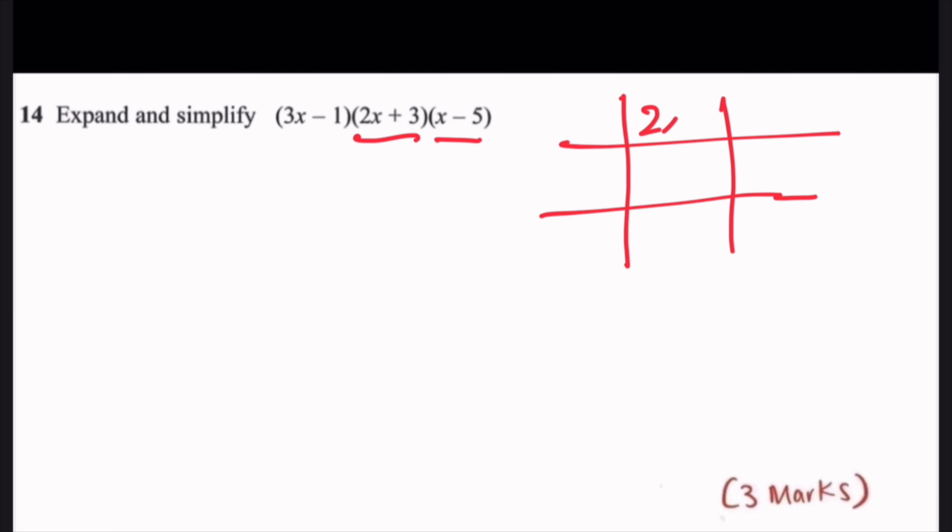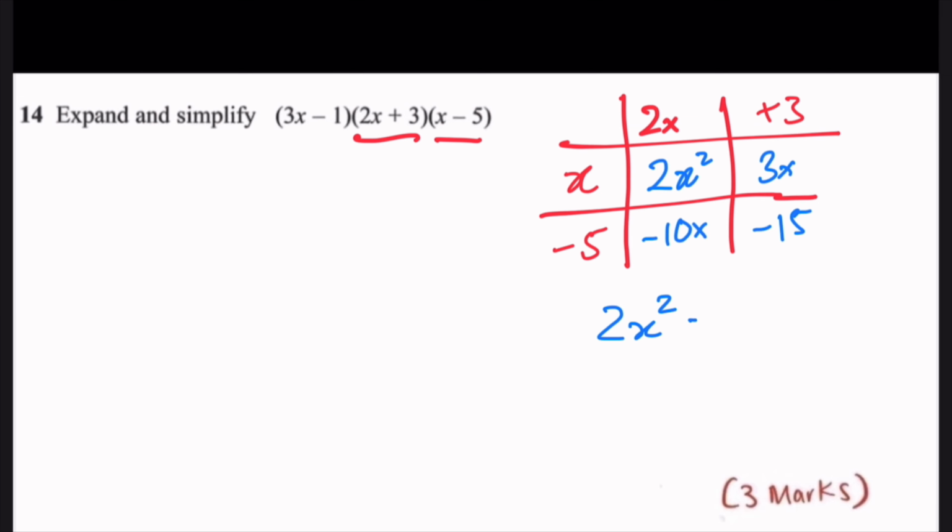Okay, so 2x plus 3 and x minus 5. And if I multiply all of these variables in the grid, I get 2x squared in this box, 2x times x. 3 times x is 3x. Minus 5 times 2x is minus 10x. And 3 times minus 5 is minus 15, which gives me 2x squared minus 7x minus 15. Okay, so I now have this as the combination of these two, and I need to multiply by this.